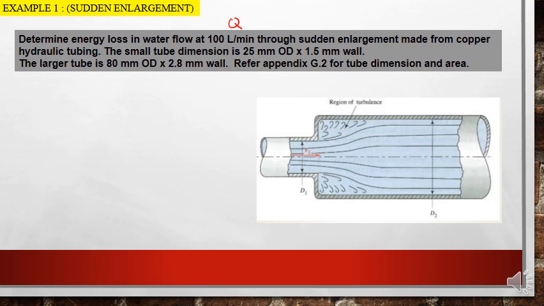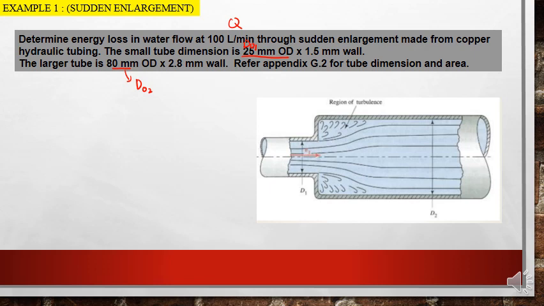So this is actually D outside, so I can label it as DO1, with a wall thickness of 1.5 millimeter. The larger tube is 80 millimeter with a 2.8 millimeter wall. So this is DO2. O refers to the outside diameter. The subscript 2 refers to the location at point 2.